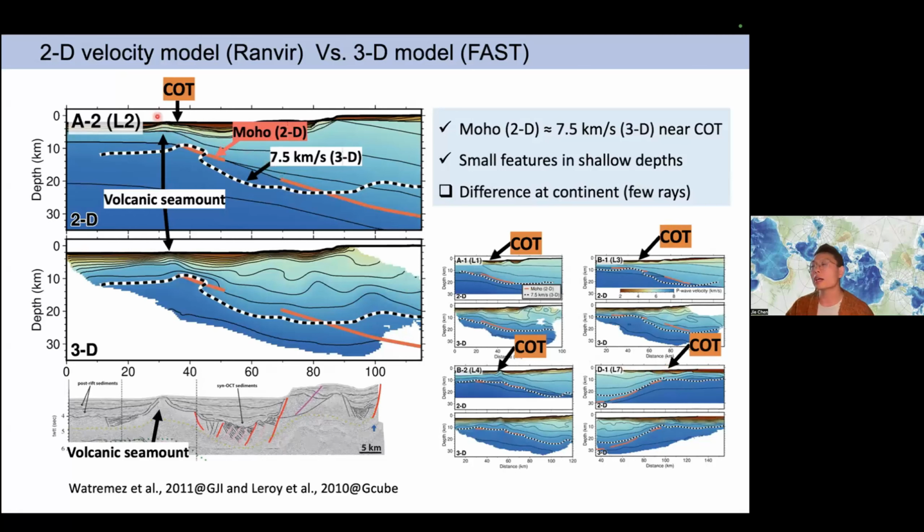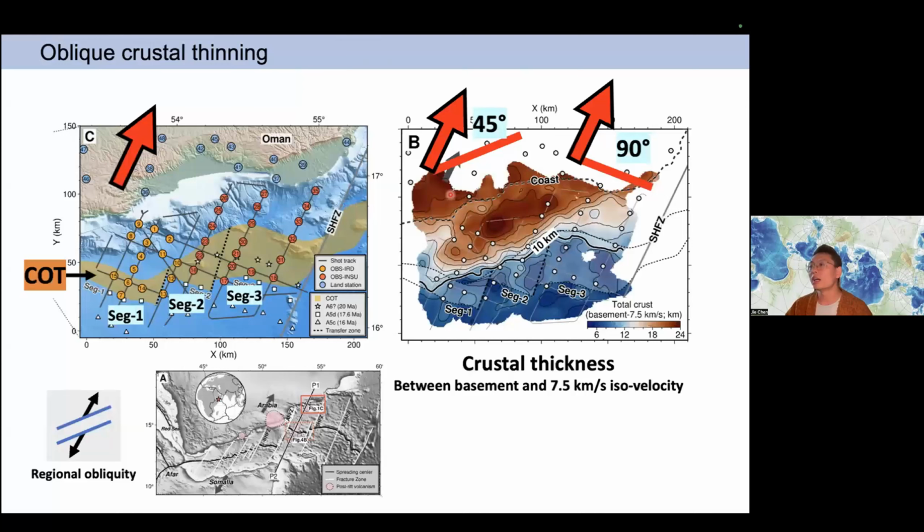And in the shallow part, we can see some small features in both 2D and 3D. In this profile, it corresponds to this volcanic seamount. But we can see there is a big difference between the 2D and 3D seismic tomography in the continental part, because there are very few seismic rays covering the crust. So in the following, I will use the 7.5 kilometer per second contour as the Moho to calculate the crustal thickness, which is in this map of the crustal thickness.